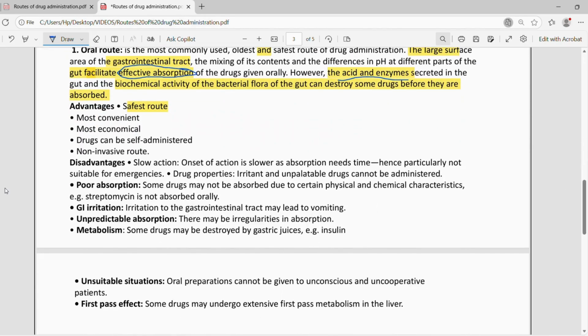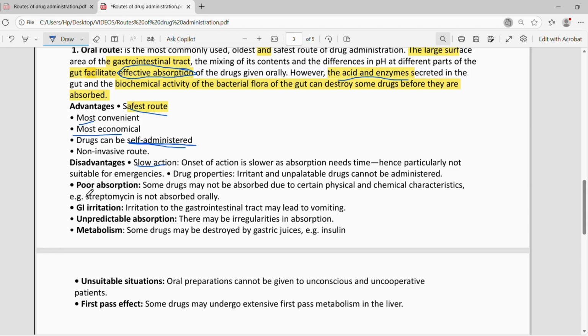So here are the advantages. Safest route, most convenient, most economical. Drugs can be self-administered. And disadvantages: slow action, which is onset of action is slower as absorption needs time, hence particularly not suitable for emergency. So in case of emergency, we can't use the oral route.